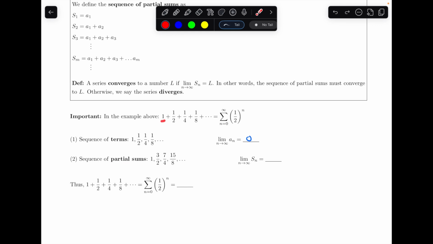The first term by itself was just 1. The first two terms added up gave me 3/2. The next one was 7/4, and then so on. Their limit ended up being 2. And that is what we say this infinite sum ends up equaling, just 2. So there's this distinction between the individual terms of the sequence by themselves, not added up. They got closer and closer to 0. But once I started adding them up, the sequence of partial sums got really close to 2.